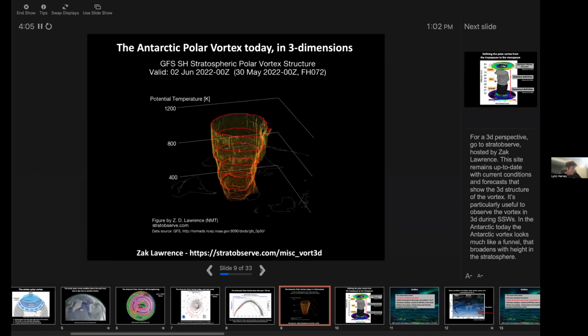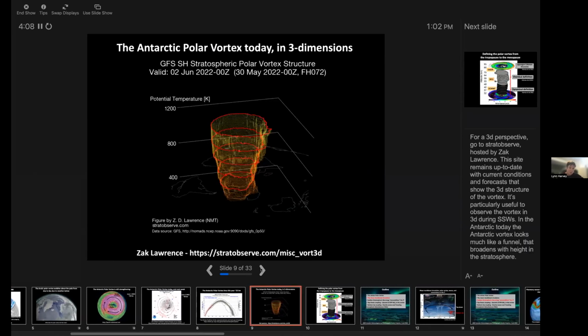For a 3D perspective, go to Stratobserve, a cool website hosted by Zach Lawrence. The site remains up to date with current conditions and forecasts, and it shows the 3D structure of the polar vortex. And this is a particularly useful way to look at the polar vortex during stratospheric warming events when the structure can vary wildly with altitude. Today in the Antarctic, the vortex looks much like a funnel where the area broadens with altitude.